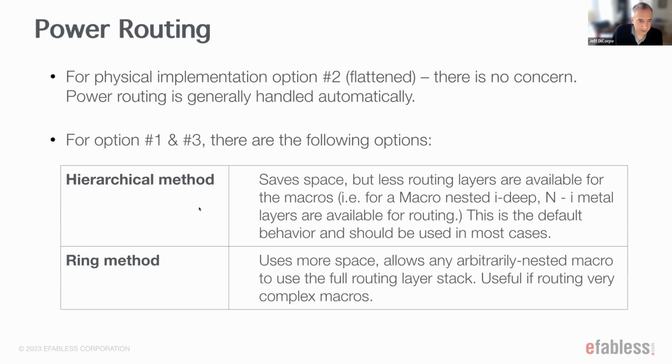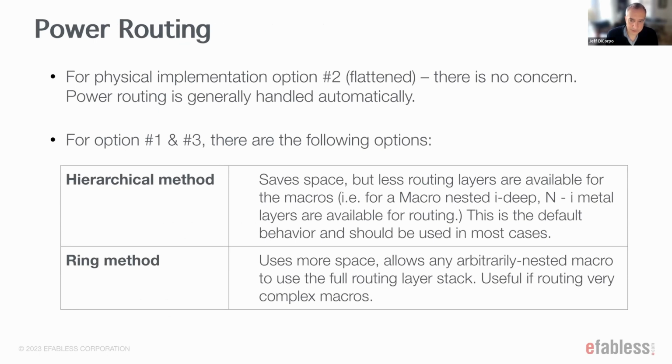All right, before we go and look at some examples, I want to talk a little bit about power connectivity and routing as well. Basically, for the three options we described, the second one, where we flatten the entire top wrapper, pretty much power routing is handled automatically because that's done as part of PNR. Everything's flattened, so you don't have to worry about connectivity to any sub macros in that scenario.